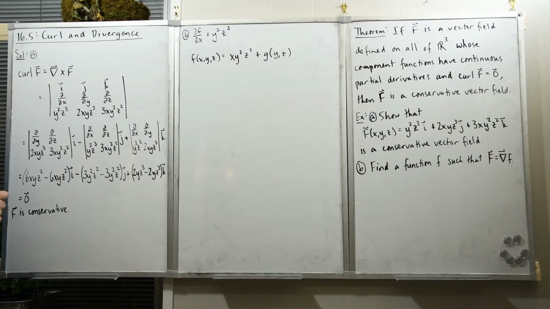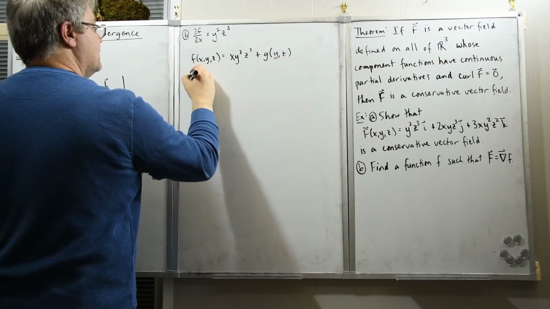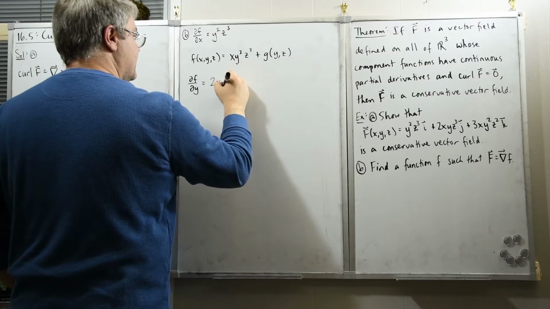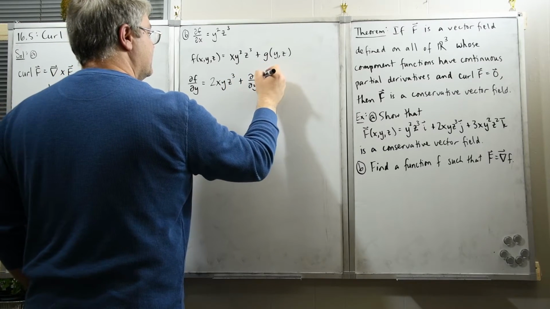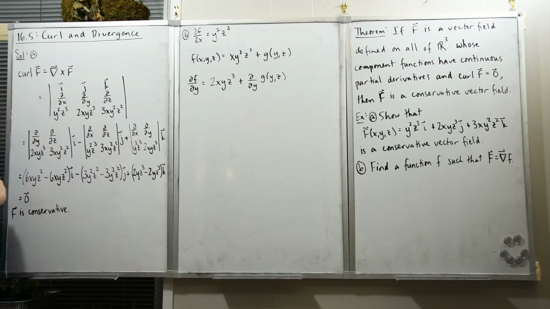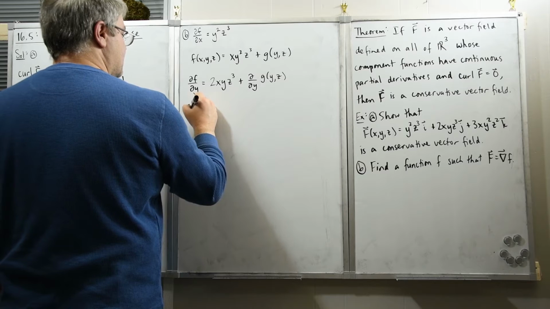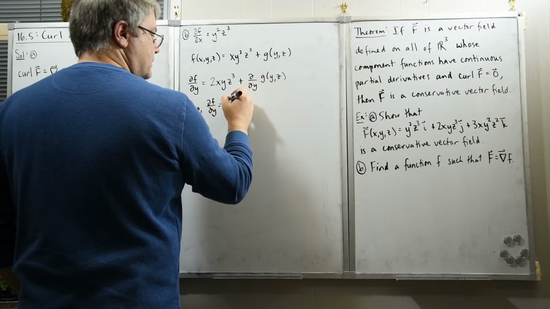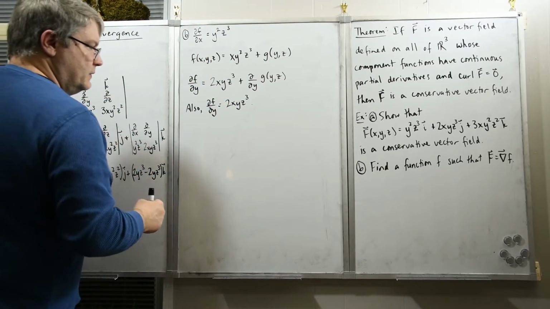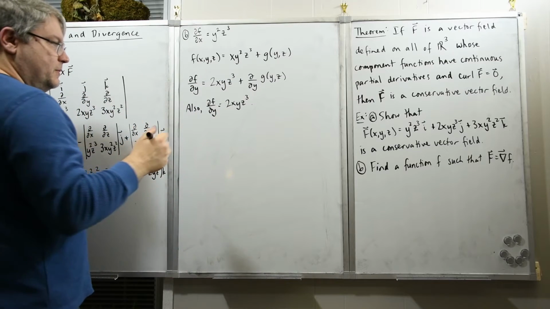Now, one thing we can do is evaluate the partial of f with respect to y directly from what we're seeing here. If we do that, we'll have x times 2y times z cubed, that'll be 2xyz cubed, plus the partial with respect to y of g of yz. We also know the partial of f with respect to y is the same as the j component here, so that's 2xyz cubed. So if the partial of f with respect to y is equal to this and equal to that, then these two expressions must be equal to each other.